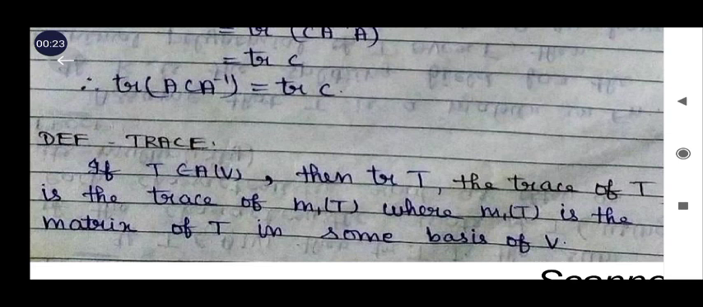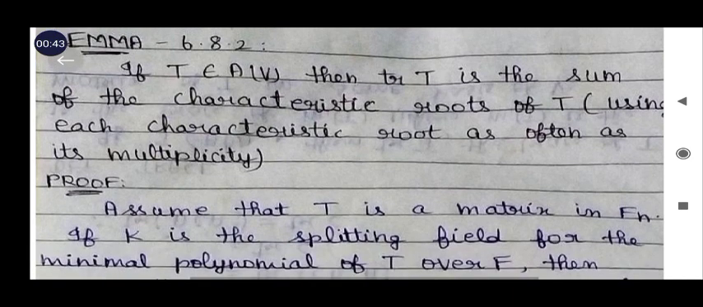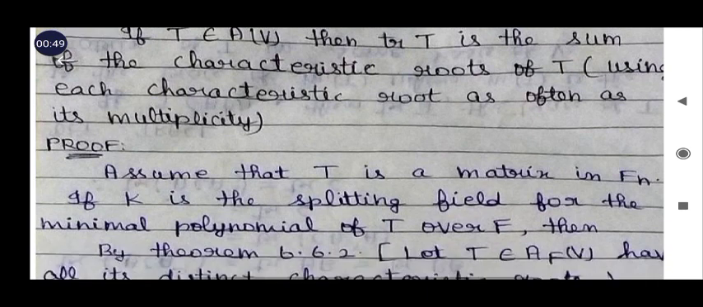Definition for trace. If T belongs to A of E, then the trace of T is the sum of the characteristic roots of a matrix M1 of T. Next we see a lemma. If T belongs to A of E, then the trace of T is the sum of the characteristic roots of T, using each characteristic root as often as its multiplicity.